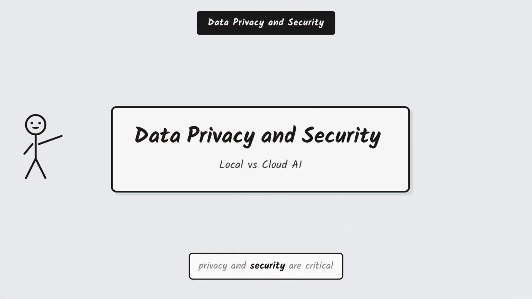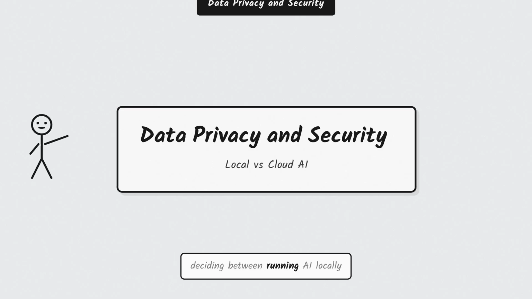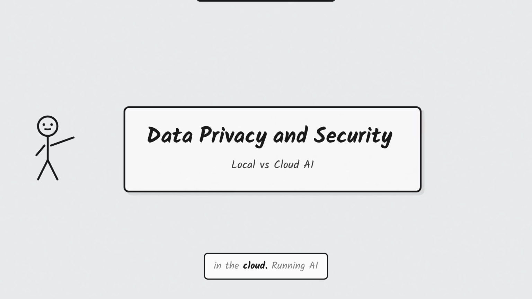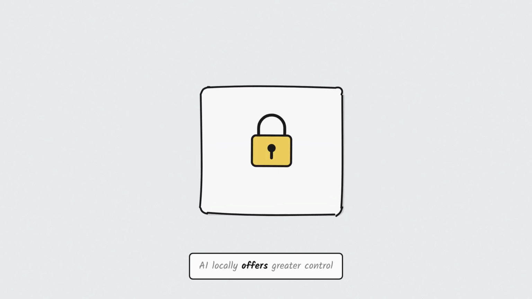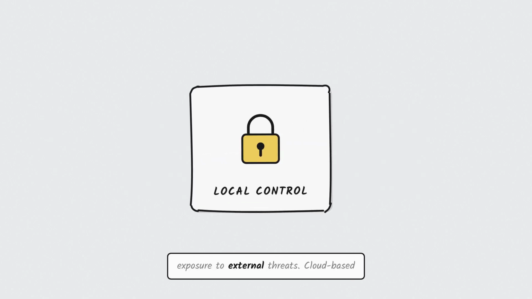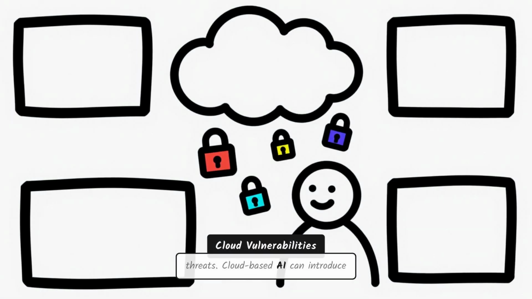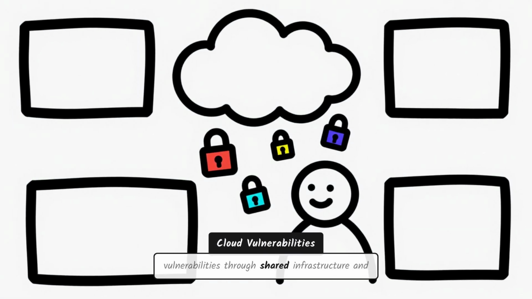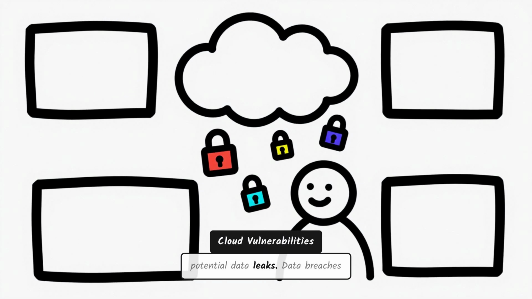Data privacy and security are critical when deciding between running AI locally or in the cloud. Running AI locally offers greater control over data privacy, reducing exposure to external threats. Cloud-based AI can introduce vulnerabilities through shared infrastructure and potential data leaks.